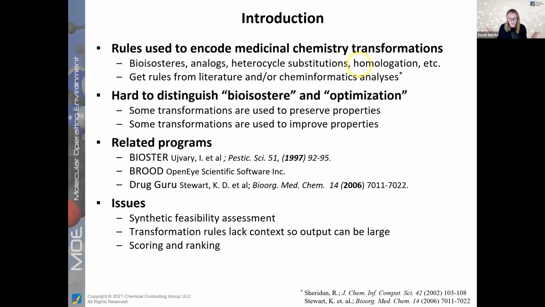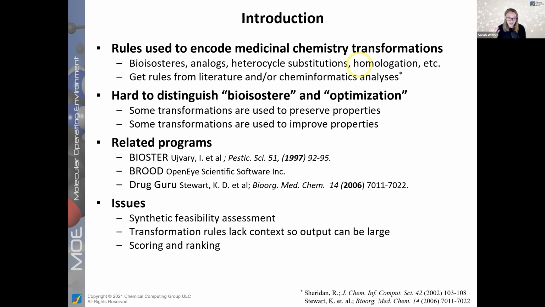You might have a compound where you have a good affinity, so you want to create a compound that has the same affinity, so it's a bioisostere in terms of affinity, but you might want to optimize some of the ADME properties, maybe a better bioavailability or a better half-life or something like that. That would be an optimization on the properties there.